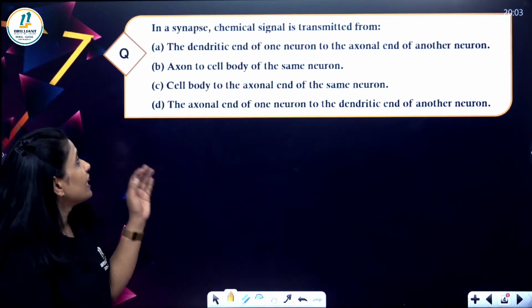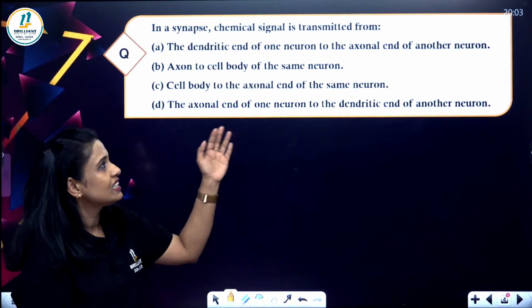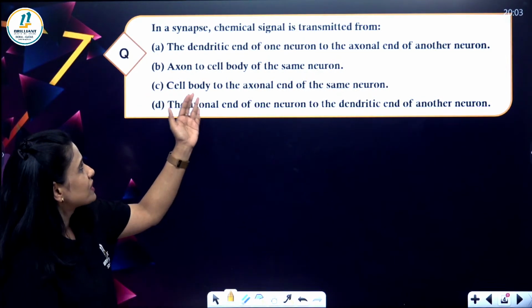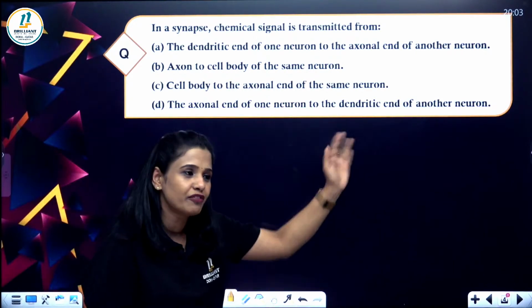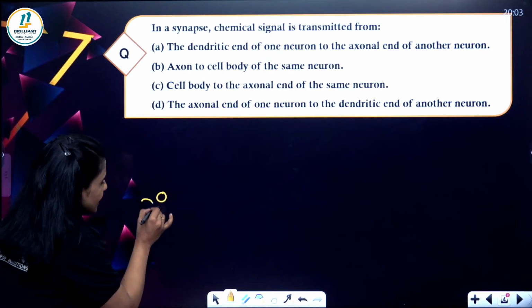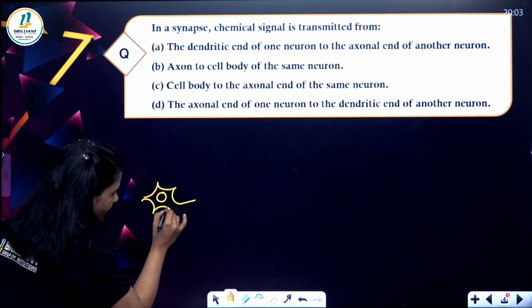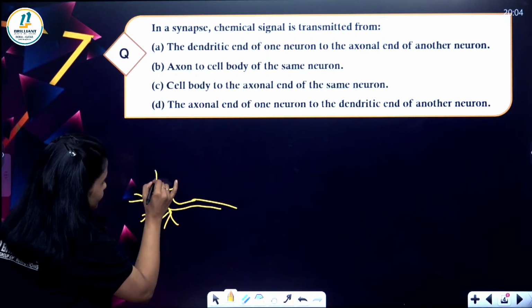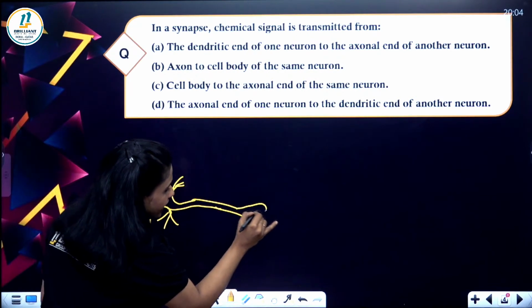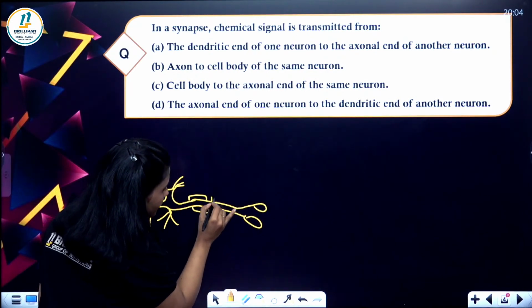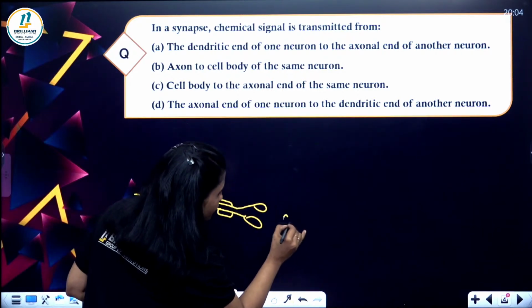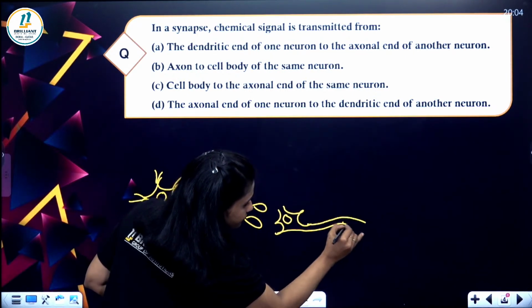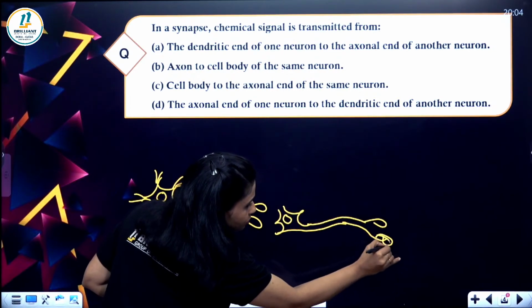Second question. In a synapse, chemical signal is transmitted from. Again, this is about nerve impulse transmission. Here you can see the neuron with myelin sheath and another neuron. How does the nerve impulse transmission happen?